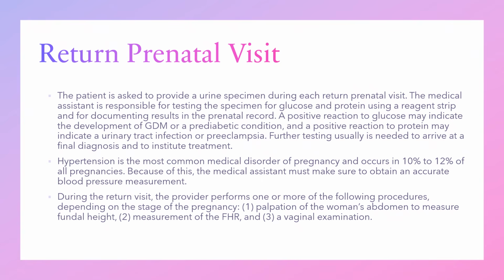Because of this, the MA must make sure to obtain an accurate blood pressure measurement. During the return visit, the provider performs one or more of the following procedures depending on the stage of the pregnancy: palpation of the woman's abdomen to measure fundal height, measurement of the FHR, the fetal heart rate, and a vaginal examination.